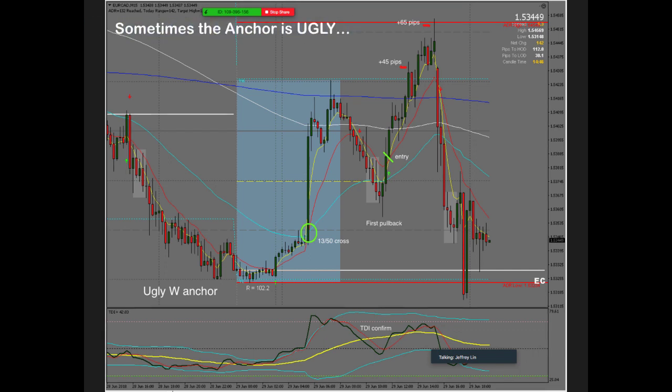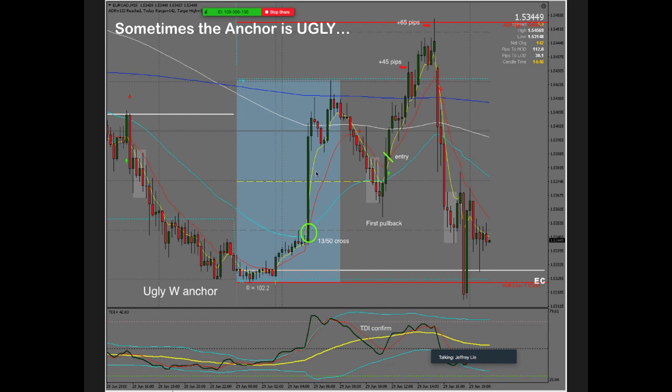Sometimes we get an anchor that's pretty ugly looking, like this, right? So we have an ugly W-ish looking anchor. This is not really looking like a pretty W, but it's still an anchor. So this move anchors the continuation. You get a W, then you get a move up, you get a 1350 cross. Huge Asian box. This was news driven, obviously. This candle was spiked up by the news, which gave you this humongous Asian box with a 102 pip range.